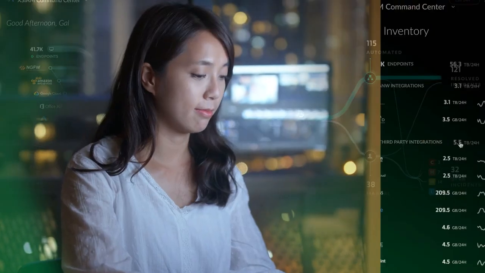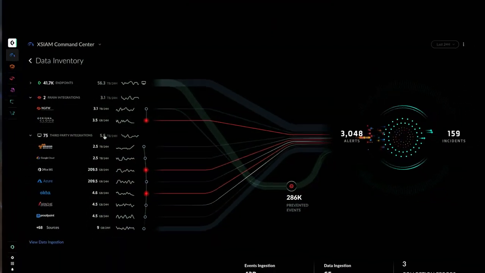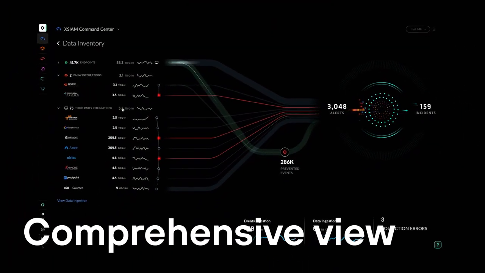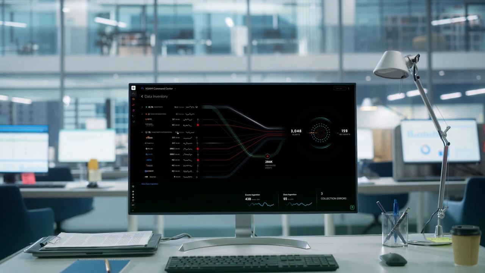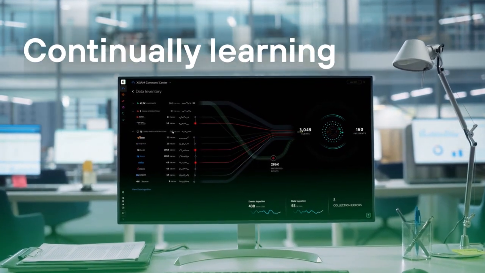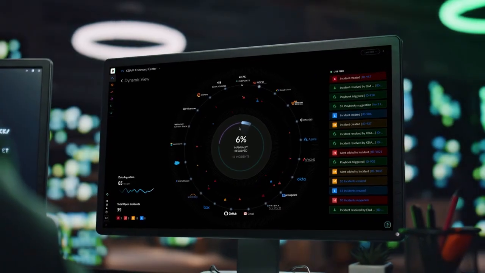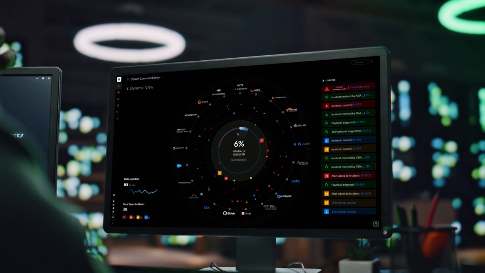Revolutionary AI models identify and correlate events from various data points, presenting a comprehensive view of security incidents and prioritizing risks by threat level. Cortex XSIAM is continually learning from actions, improving and adapting. It improves detection and response and streamlines focus and resource allocation.